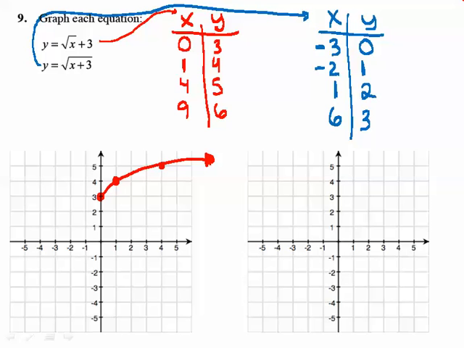Okay, so let's do the next one. So negative 3, 0. Negative 2, 1. 1, 2. And then 6, 3. Okay, so 6, 3. Now the graph, which mine has a little dip in it, so make sure yours doesn't have a dip in it there. I accidentally had a dip.